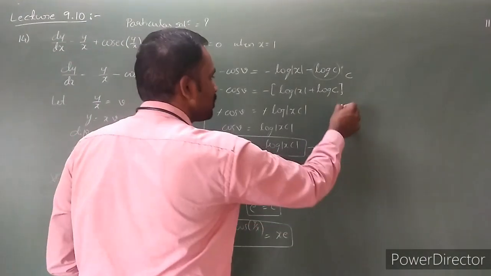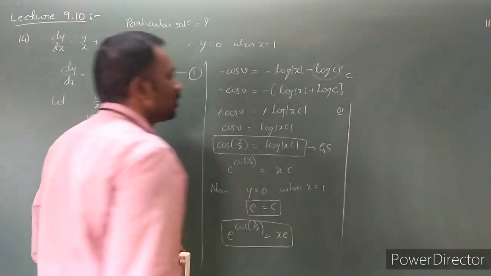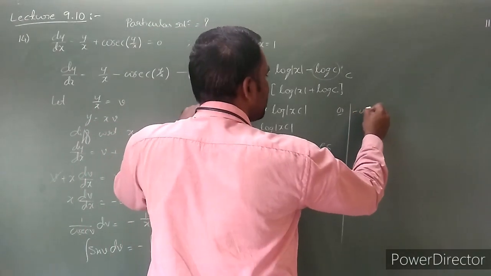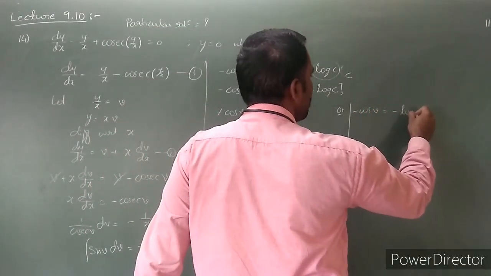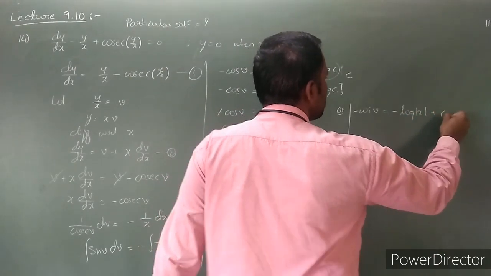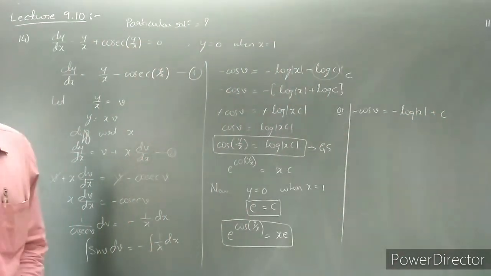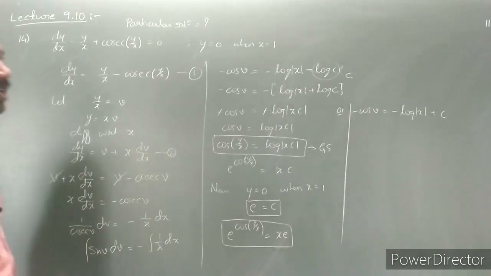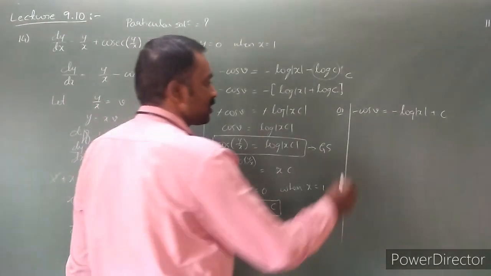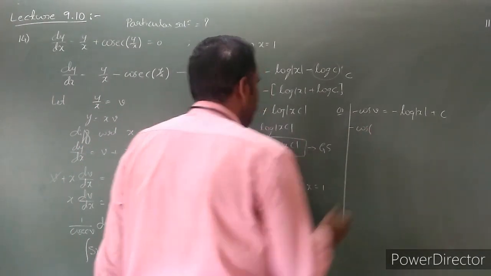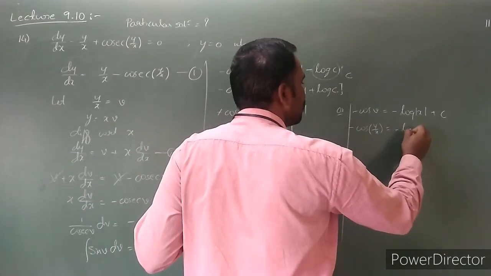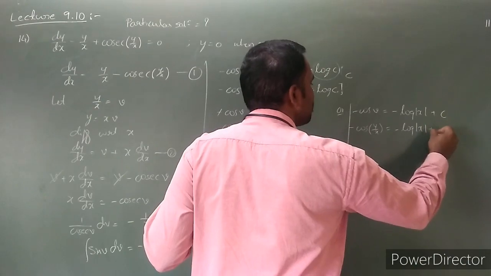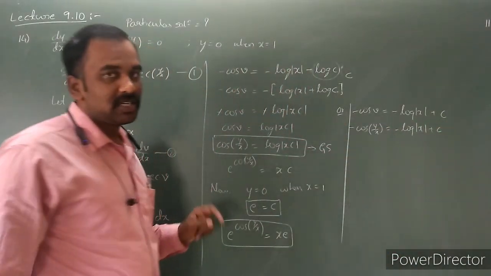What is the other form? Here we will get another form: cos of y by x is equal to minus log of mod x. Instead of log c as the integration constant, I just write only c as the integration constant. In this case, minus cos of y by x is equal to minus log of mod x plus c. This is the general solution.